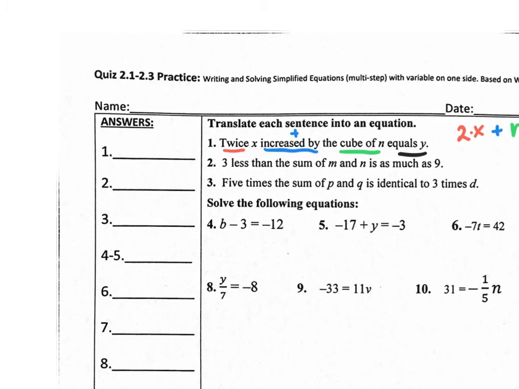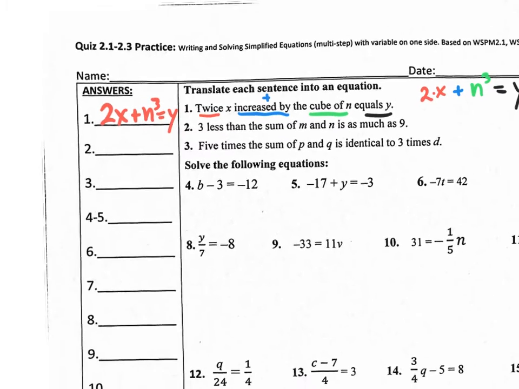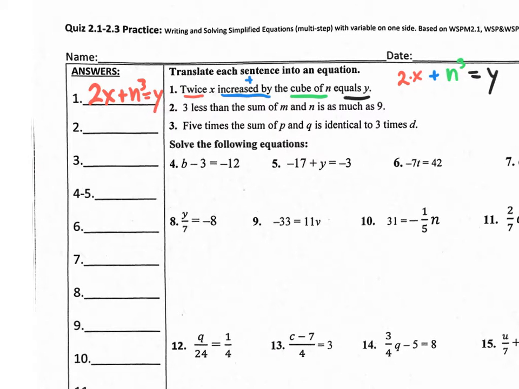Do you have to put the dot? You don't have to put the dot. 2x plus n to the 3rd equals y. That's the answer right there. Okay? So that's number 1. Again, we're going to be doing the odd ones on this video. Let's jump to number 3.